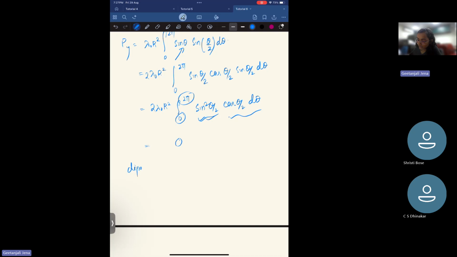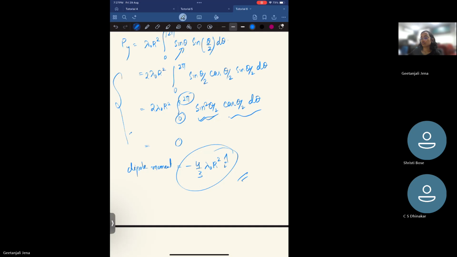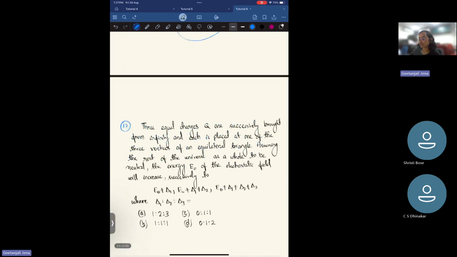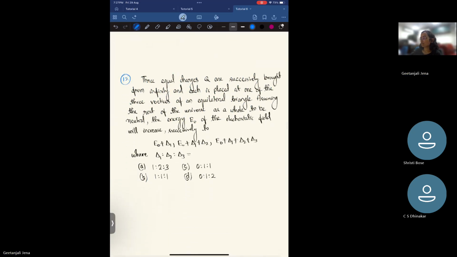So dipole moment is minus 4 by 3 lambda 0 r square. Okay. So is this problem clear to you? Do you have any doubts? If not, let us move to our next problem. It's quite easy.